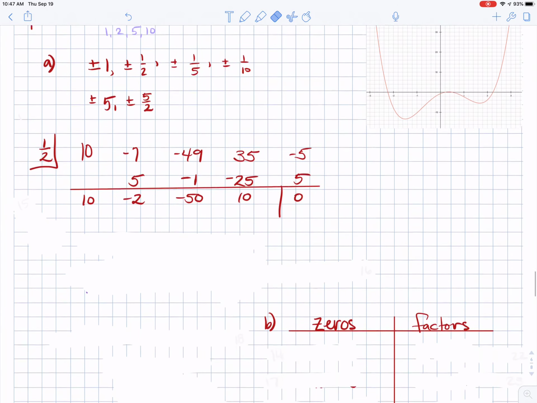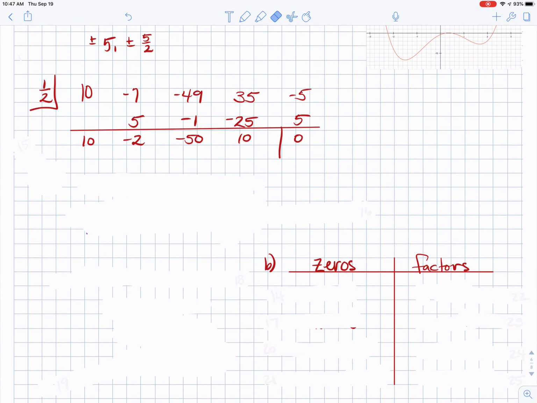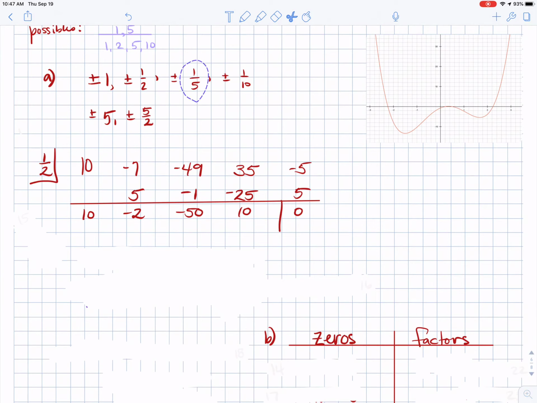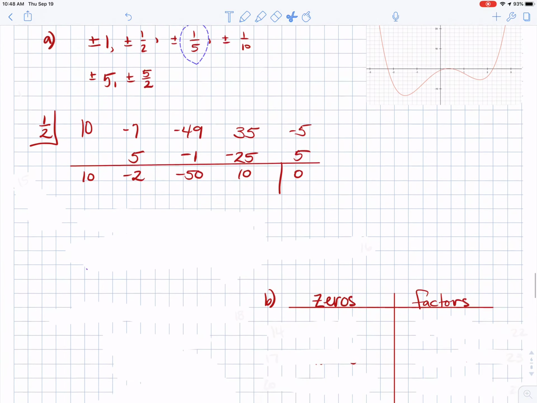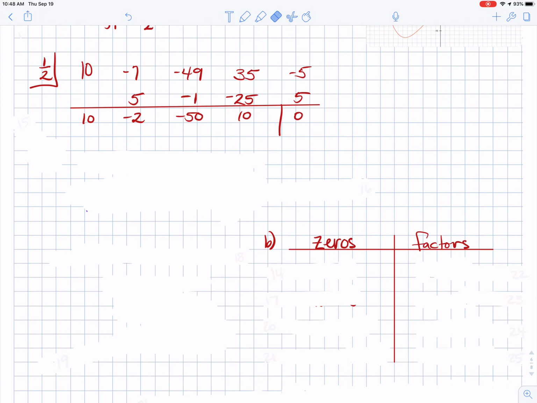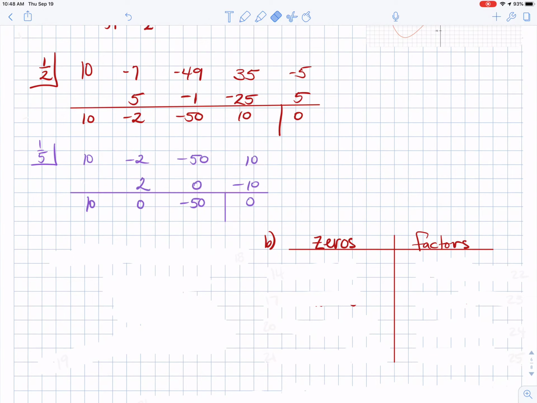So now what I'm going to do is go back, and I'm also going to try 1/5. All right, so if I try 1/5, pause the video, see if you can do the synthetic substitution on this one on your own. All right, if you're back, then you'll find that 1/5 works here as well. And not only that, I'm now left with a quadratic, and I can just solve my quadratic.